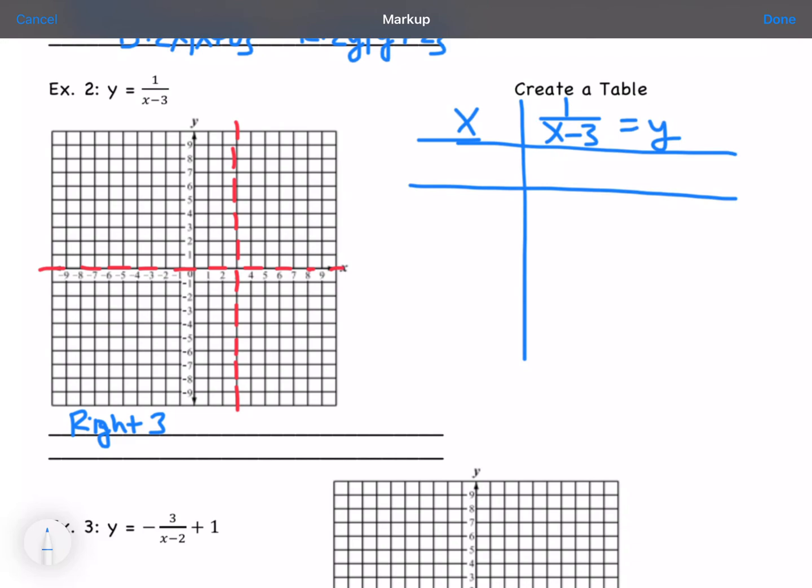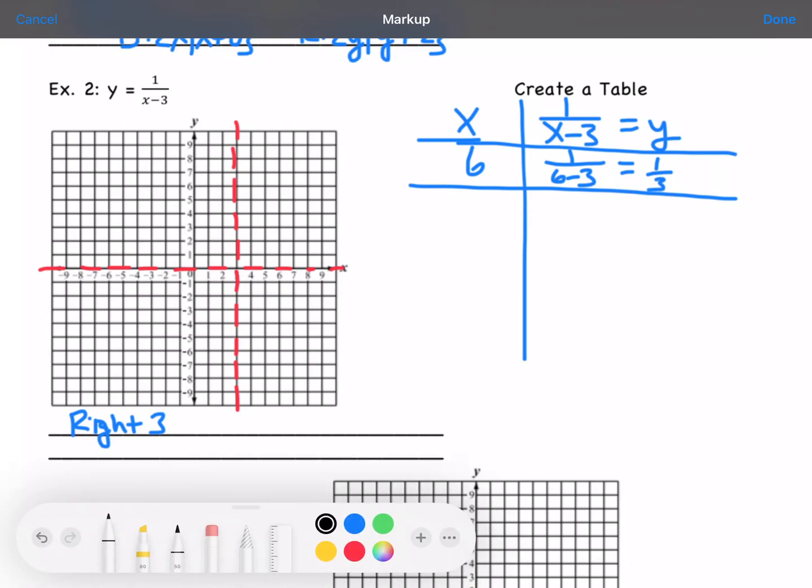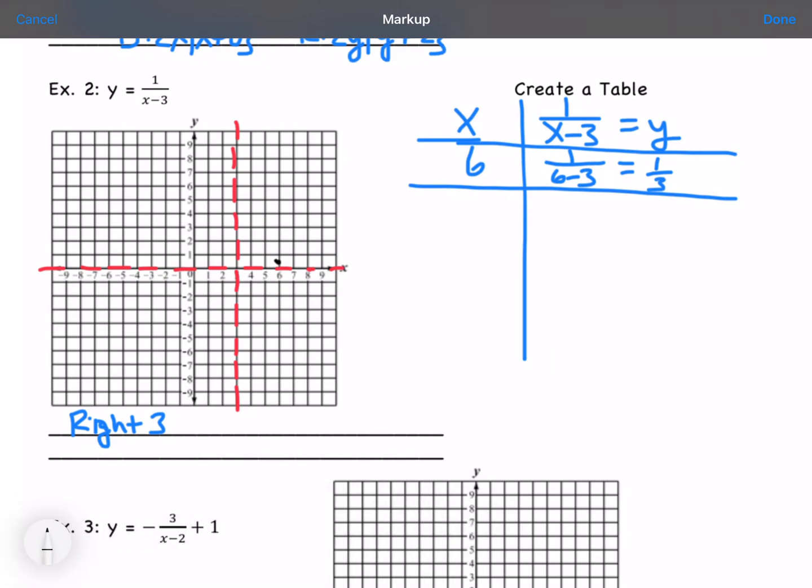When we pick, give me a number, Emily. What's an x value you want to graph? Not 3. Anything other than 3. 6. 6, okay. So when we plug in 6, y equals 1 over 6 minus 3, which is 1/3. So at 6, our graph would be at 1/3. And then that means it's going out like this to the right.